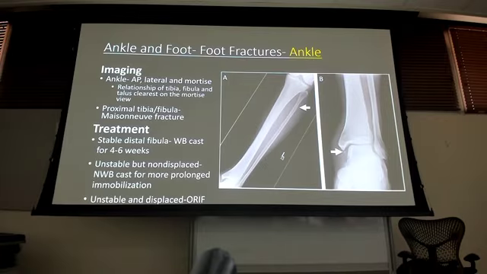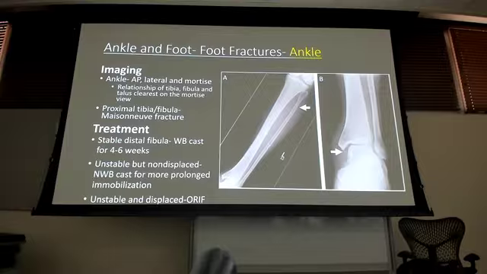Plain films are going to be our best way of evaluating these patients. If it's involving that joint or the mortise, we sometimes get a CT with it. We need to make sure we evaluate that proximal tibia for a Maisonneuve fracture. And if it's a stable, one-sided distal fibula fracture, we can do a weight-bearing cast, versus anything unstable or involving more than one side of that mortise, which will likely need surgery.